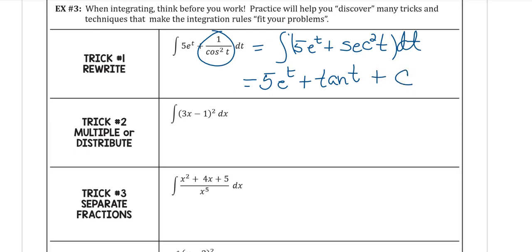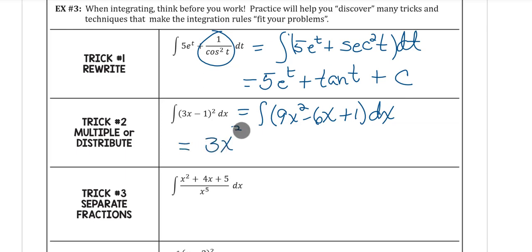And what you can always do is take the derivative of those two terms and see if you get the integrand back when you're done. The next one is you want to multiply and distribute. So if I were to multiply that out, I would have 9x squared minus 6x plus 1 dx. And now I can take the antiderivative. And I get 3x to the third minus 3x squared plus x plus c.